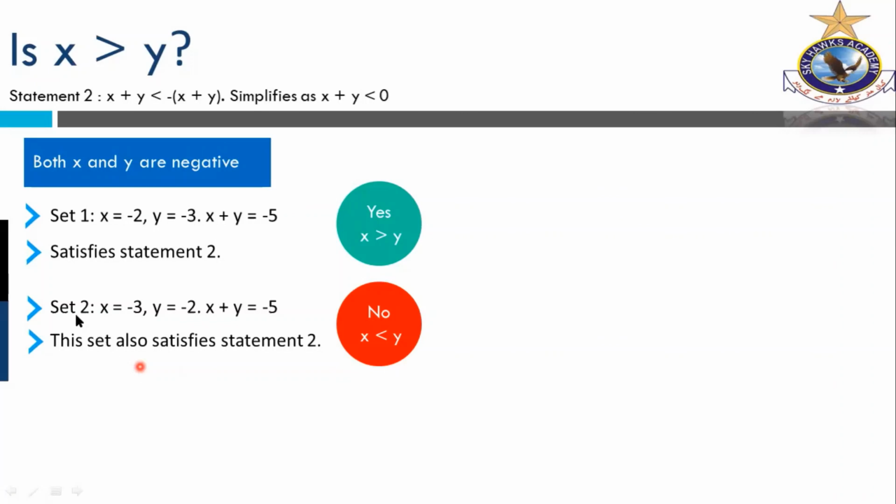So let's see, statement 2. This set also satisfies statement 2.